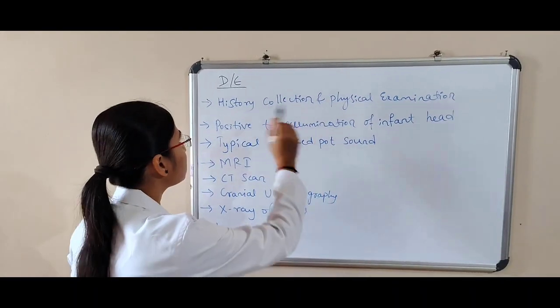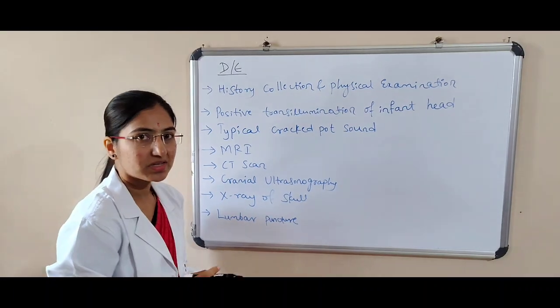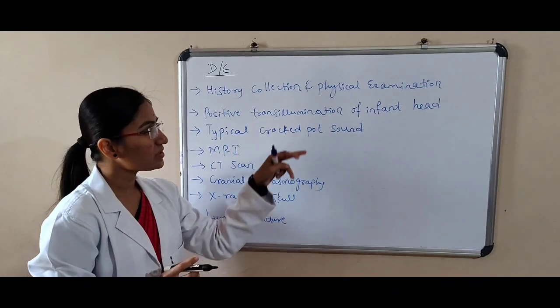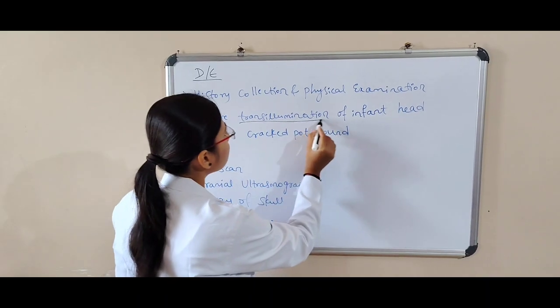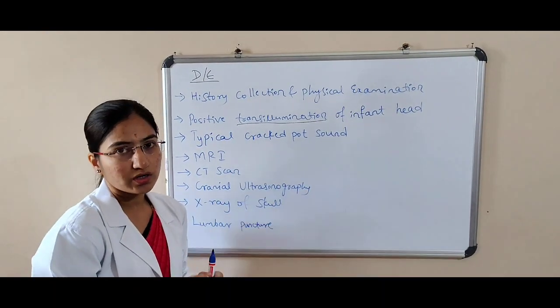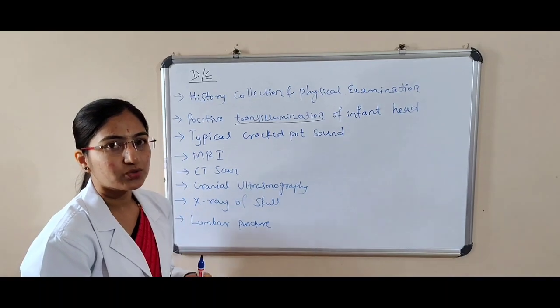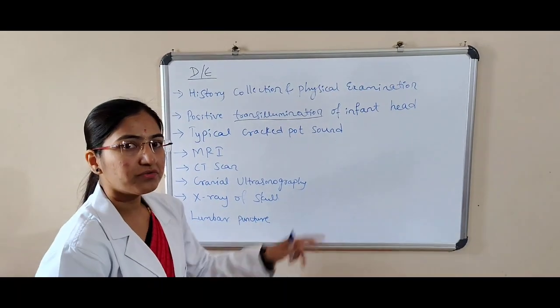Next we'll see the diagnostic evaluations for hydrocephalus. First and foremost there will be history collection and physical examination, and then positive transillumination of the infant head. Here transillumination is the shining of a light through the body area or organ to check for abnormalities. That is transillumination of the infant head.